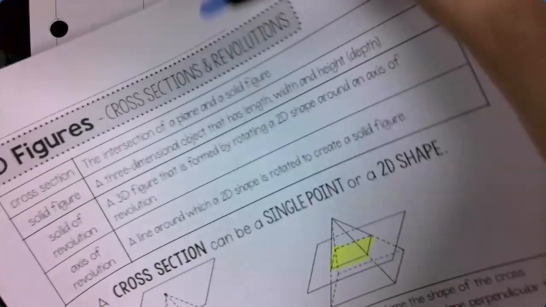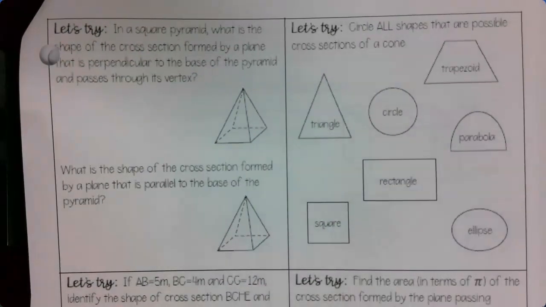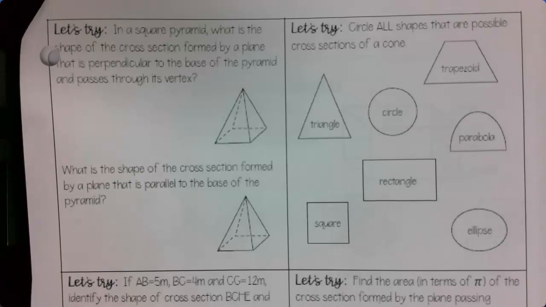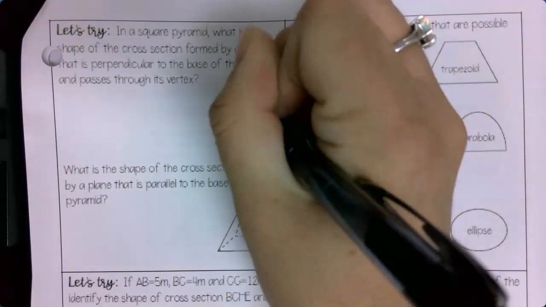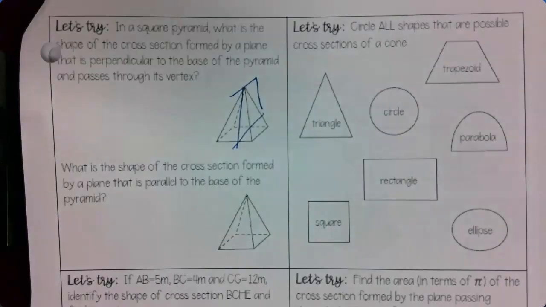Next page, I have 2 more that want me to say what shape would be formed. It wants it to be perpendicular to the base and goes through the vertex, so through this point. So I'm cutting up and down. What shape would that give me? Triangle.